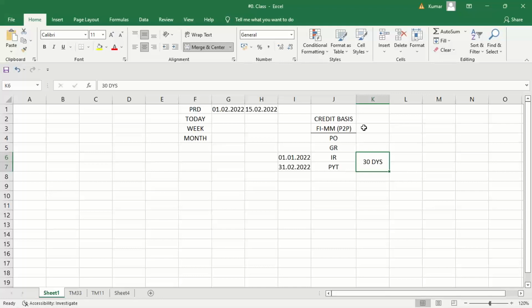Now, why I said P2P: when procurement or purchase is happening, this is the process we follow. First of all, a PO is raised, then the vendor delivers the goods, the vendor sends the invoice, and then after 30 days, let's suppose, the payment is made.